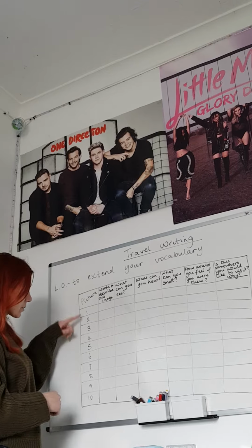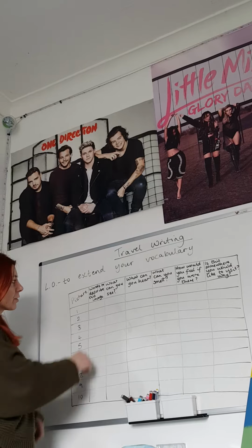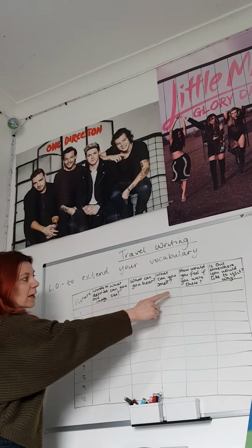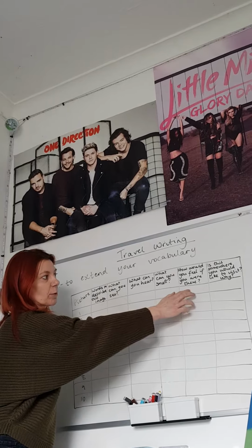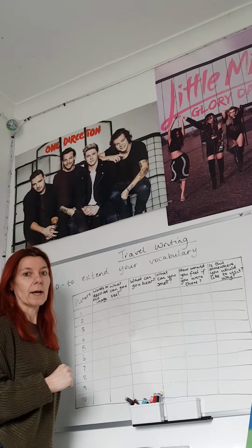So as I say, there's going to be 10 pictures that you're going to be looking at, and for each picture you're writing about words that describe the image, what you can see, what you can hear, what you can smell, how you'd feel if you were there, and whether that's somewhere that you would like to visit and why, okay?